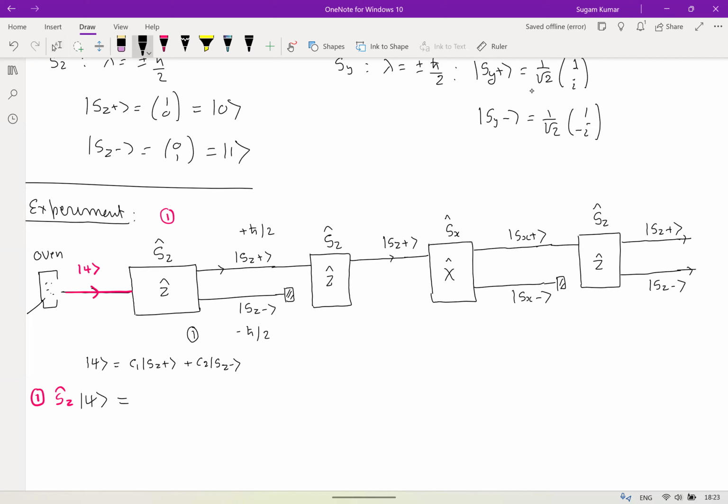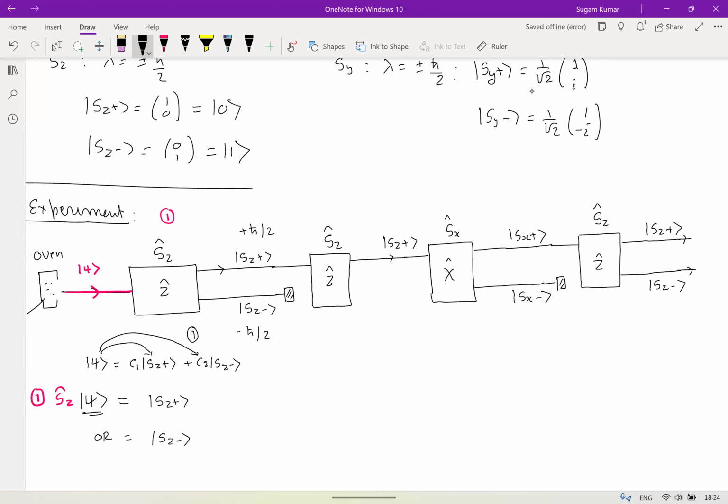So this wave function psi is going to collapse. It will collapse either to Sz plus or to Sz negative. There are only two eigenstates now. So it will collapse either to Sz plus or it can collapse to Sz negative. Is this clear to everybody? Yes, sir. The wave function is going to collapse.